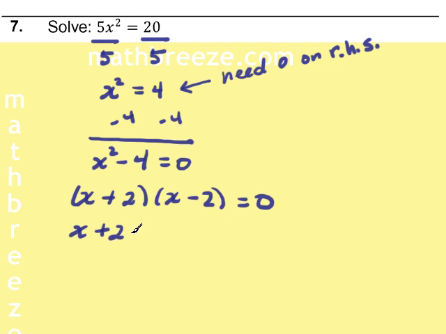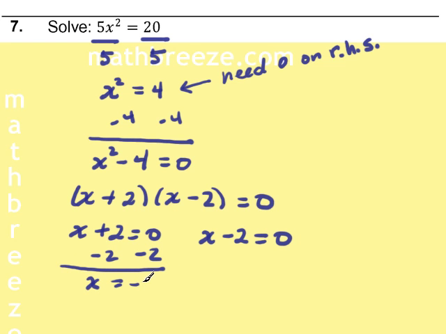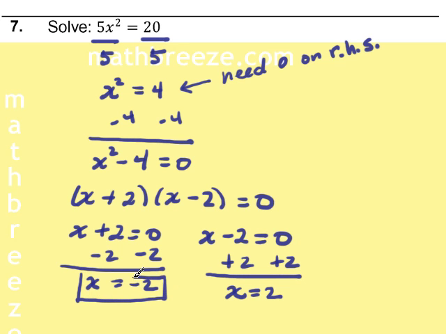And now we're up to setting each factor equal to 0 and solving. And those are our two solutions, x equal -2 and x equal 2.